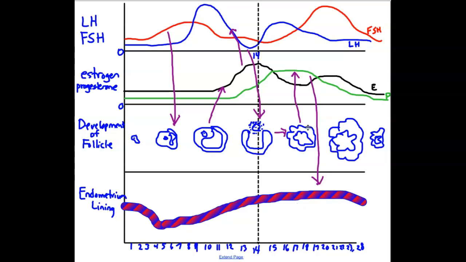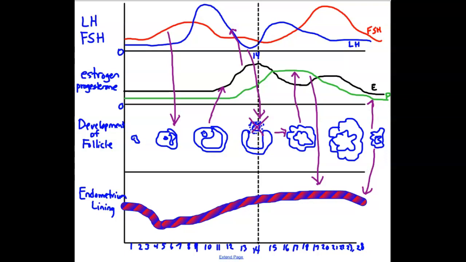And then also, what we're doing is we're trying to get this egg to be fertilized. So if it does get fertilized and implants into the uterus, this corpus luteum will actually stay and will allow the progesterone levels to stay high so that the pregnancy can be maintained. But if this does not get fertilized, the corpus luteum starts to degenerate, which causes progesterone levels to drop, which causes our endometrial lining to start to shed, and we start the whole process over again.